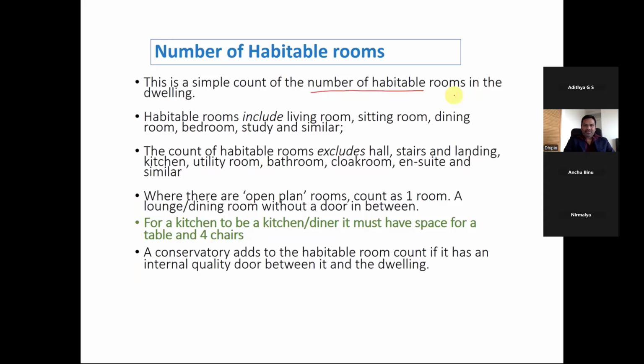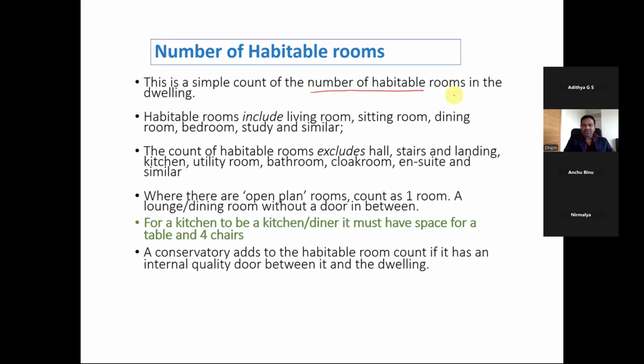This is a simple count of the number of habitable rooms in the dwelling. Habitable rooms generally include a living room, sitting room, dining room, bedroom, study, and similar. The count of habitable rooms excludes hall, stairs, landing, ensuite and similar. Where there are open plan rooms, they count as one room, like a lounge and dining room without a door in between. All these are to be considered again for the EPC rating, the energy performance rating.